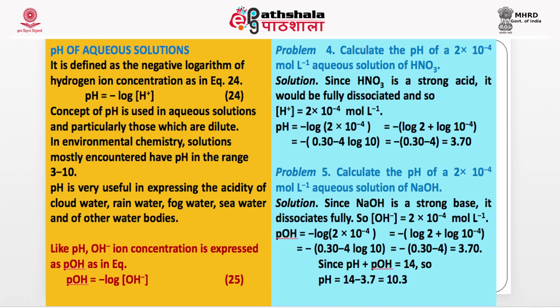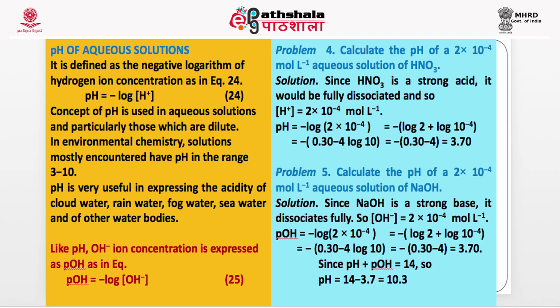Just see, minus log 2 plus log 10 to the power minus 4, or log 10 to the power minus 4 equal to minus 4. Log 2 is 0.30. So minus 0.30 plus 4, this becomes 3.7. pH always has a positive sign.